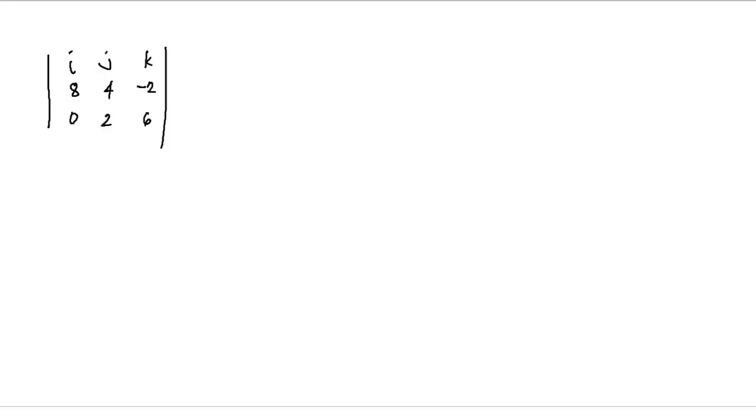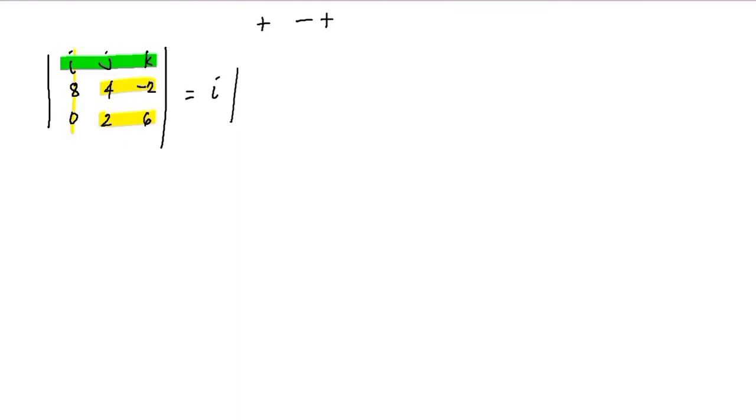What if we are going to make use of expansion by minors? So we'll be using this first row here, and that would be plus minus plus. For i, since i is in the first column, we will be using this for 2, negative 2, and 6. So we have here 4, negative 2, 2, and 6.